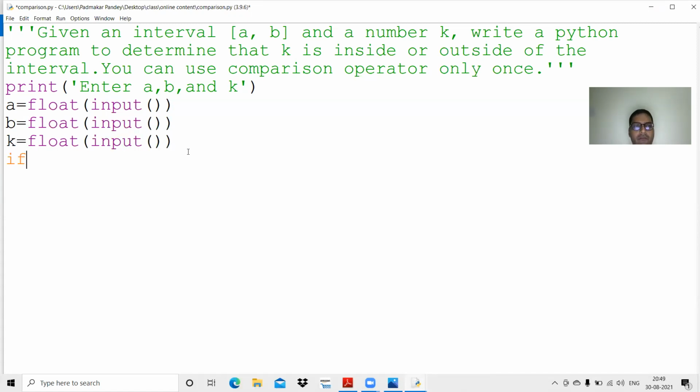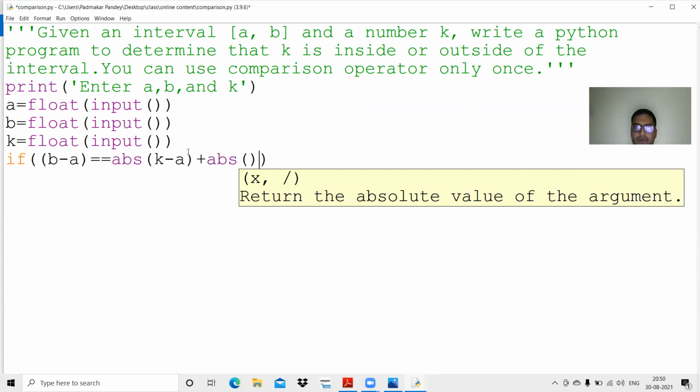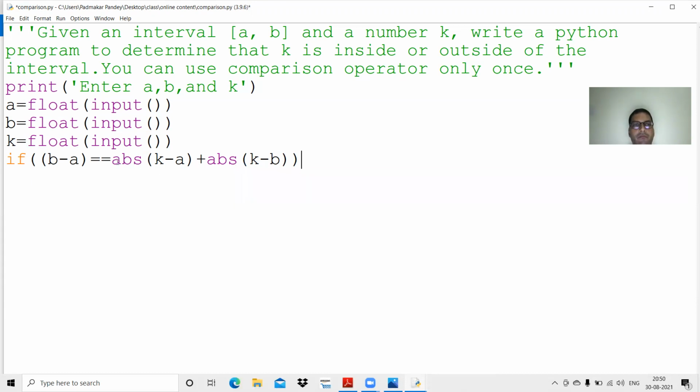Now we will check condition if B minus A is equal to ABS K minus A plus ABS K minus B. So since we are not sure about the sign of K minus A and K minus B, that is why we are using this function ABS, that is absolute value, that gives absolute value of K minus A, K minus B. So we are not considering the sign. Anyway, distance is always positive, so there is no need of taking sign.